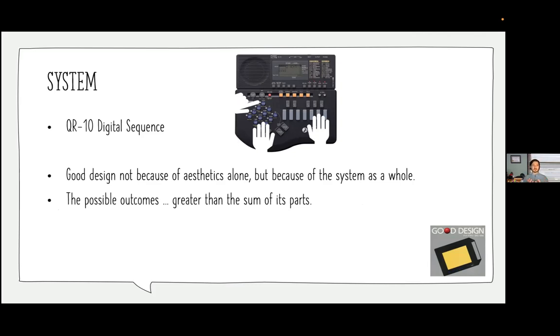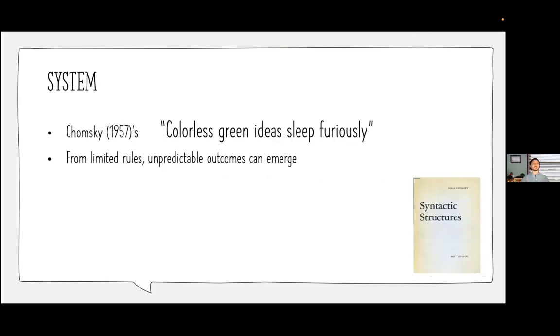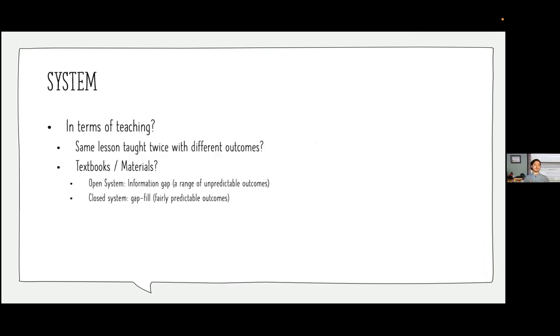The possible outcomes are far greater than the sum of its parts, or the things that we can see. Consider Chomsky's sentence, colorless green ideas sleep furiously. From limited rules, unpredictable outcomes emerge. And how about in terms of teaching? The same lesson taught twice with different outcomes. I think we've all experienced that. How about textbook materials? An open system, an information gap, would have more of a range of unpredictable outcomes, or ways the students try to accomplish those goals.